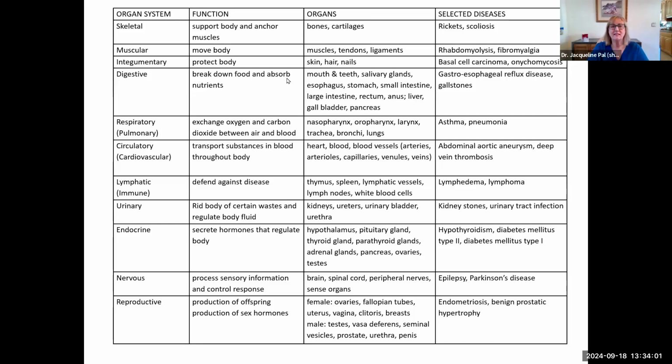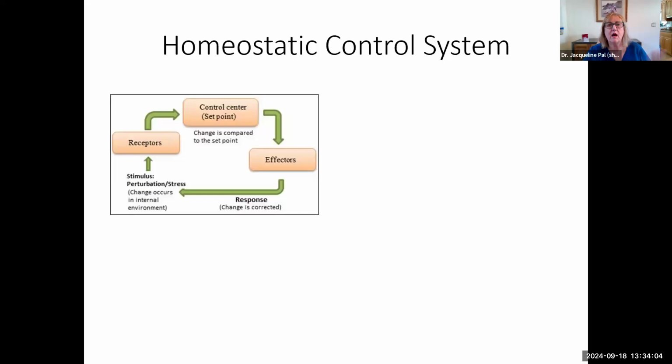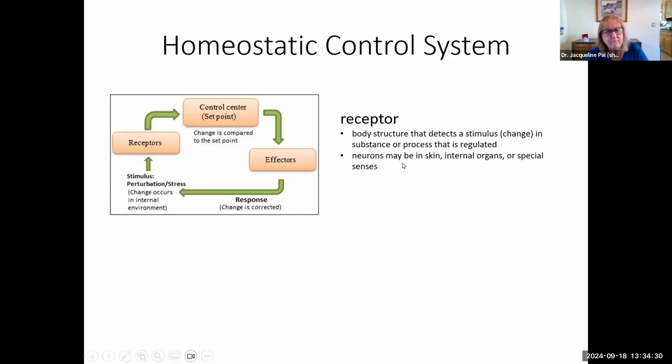Okay, so let's move on and let's talk about homeostasis. So in homeostasis, basically we have some sort of change that is going to occur, what we call a stimulus, could be due to stress, some sort of perturbation. And we have receptors in our body, maybe internal receptors, maybe receptors on the outside in our skin. And these receptors detect this stimulus, detect this change, because everything in our body is regulated.